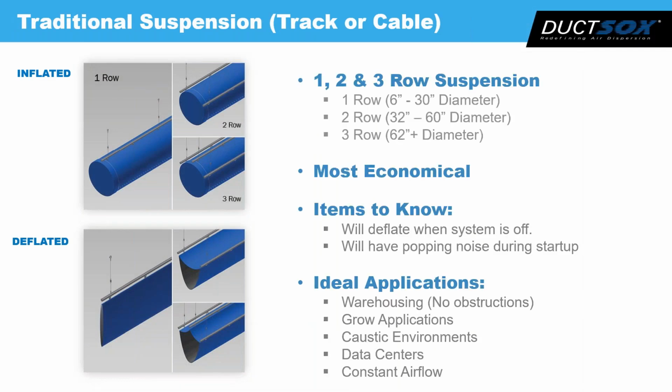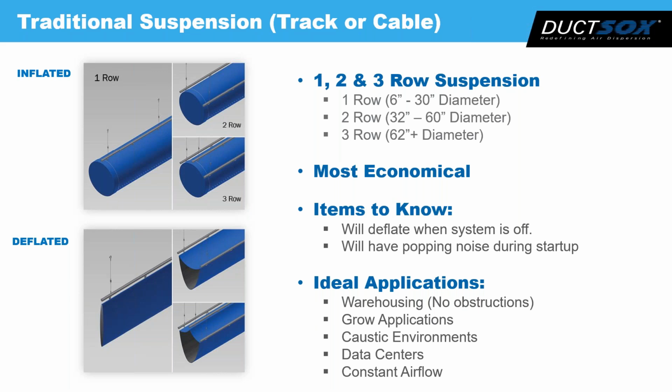And then the traditional suspension styles. We have three options: the low tier, the mid tier, and the high tier. Let's start with the lower tier. The scenario where I see this used most often is a 24/7 operation, because as you can see, when the system is off, it gets completely deflated. It's only hanging by that single bar at the top, a 1-row suspension or even a 3-row suspension, but it will look deflated when the system is off.